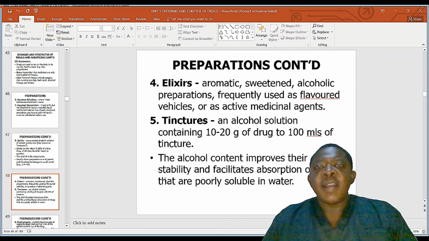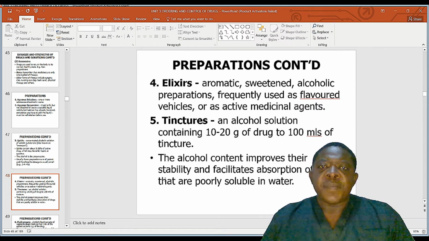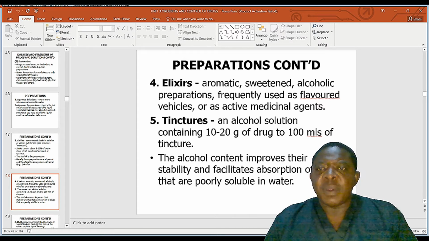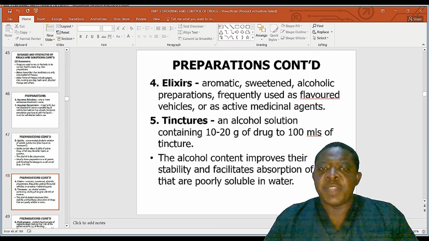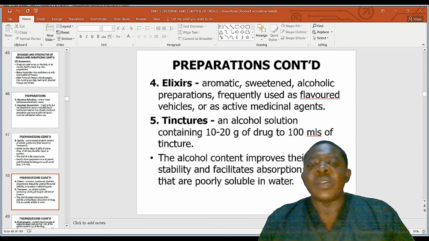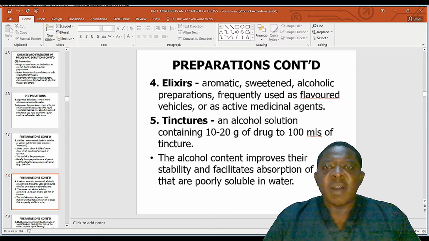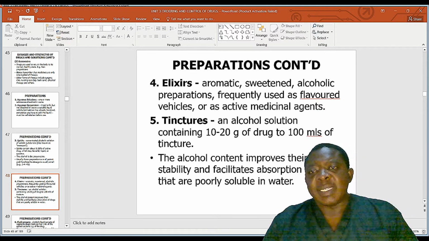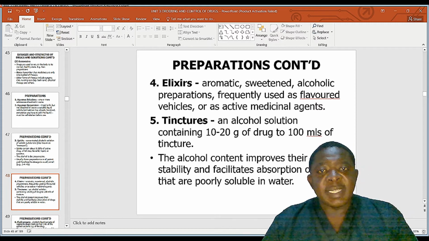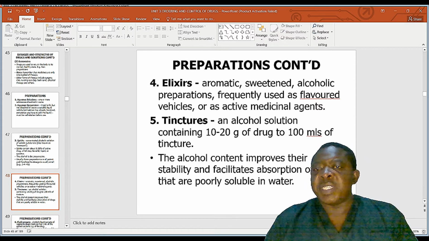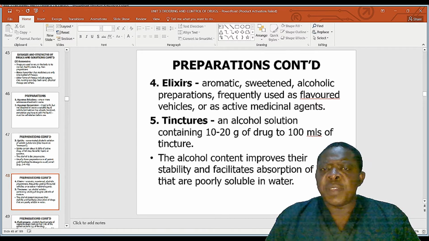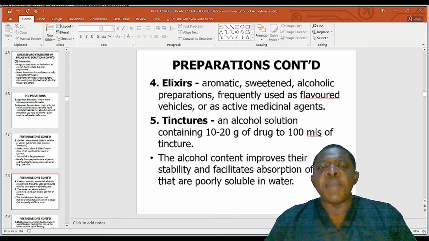Okay, then elixirs. These are aromatic, sweetened alcoholic preparations, frequently used as flavored vehicles or as active medicinal agents. So when I'm talking of an elixir, it's an alcohol-based, aromatic, sweetened preparation, with a bit of flavor as a vehicle for the active medicine.